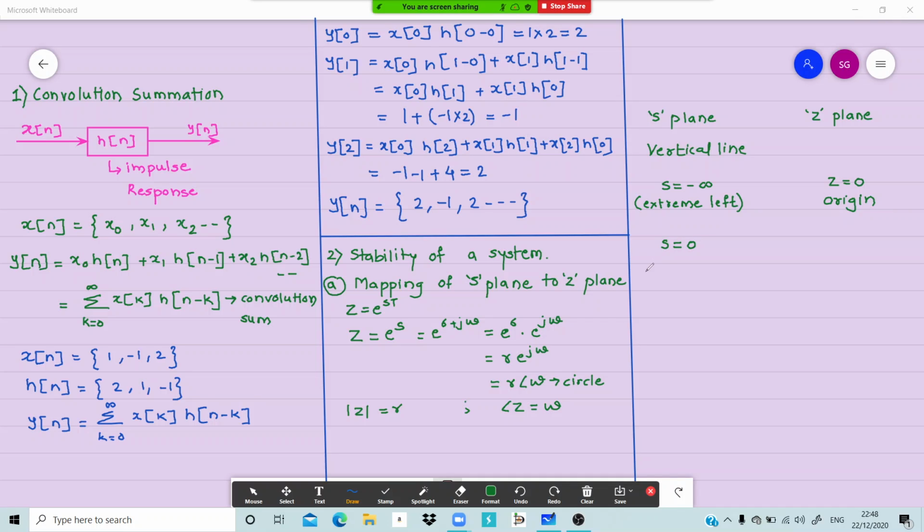Then the second point is when s is equal to 0. That means I can say it is the imaginary axis. Correct? So on this imaginary axis, s is equal to 0. That means e raised to 0, and e raised to 0 is 1. That means z is 1. So when z is equal to 1, it is a circle with unit radius. Your omega is changing from 0 to 360. Magnitude is 1 and angle is 0 to 360. That means it is a circle with unit radius. I'll write it.